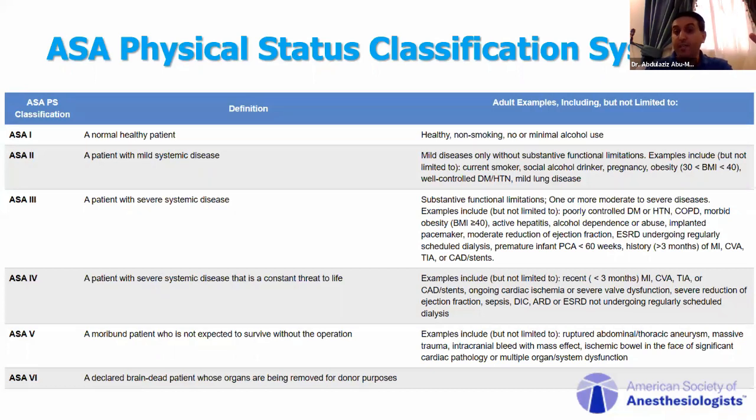We need a classification that tells us how difficult and how risky those patients are. The best one is the American Society of Anesthesiologists, which divides them from 1 to 6. ASA 1 is considered a normal, healthy patient. The second one, ASA 2, is a patient with a mild systemic disease. In that group, you look at obesity and smokers, anything that will eventually in the future lead to a problem that takes them to number 3.